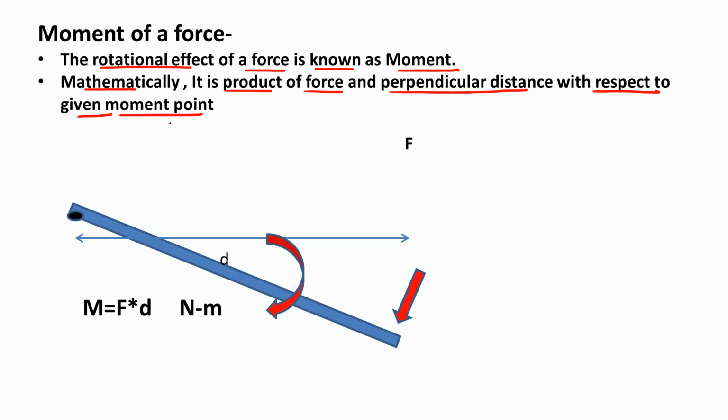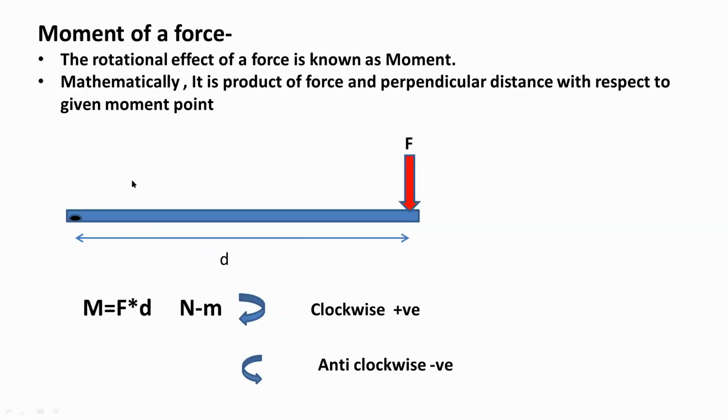So you can observe in the given diagram. We have one force, which is F. It is acting at this point. Suppose this point is A. And OA is one object which is pivoted at this point O. So this is the pivot point. Pivot point means it is connected at point O.